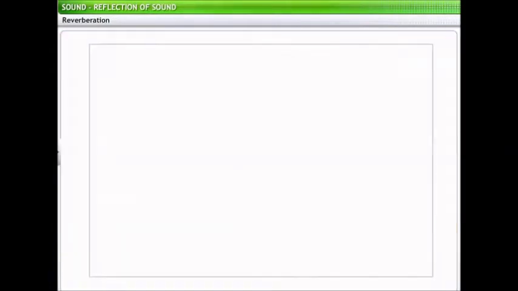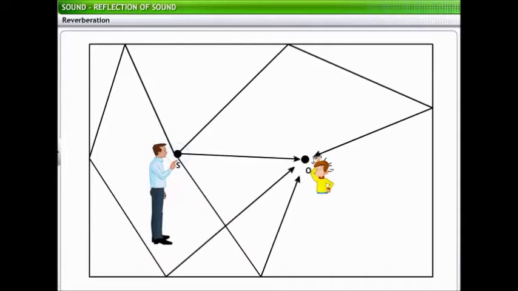Let's see what causes this problem. Consider a big closed room where a source S, a speaker, and an observer O are in the positions as shown. The observer may hear more than one reflection of sound produced by the source. This is due to the multiple reflections produced at different locations on the walls and in the room. This can make it difficult for the observer to focus on what the speaker is saying and hear him clearly.